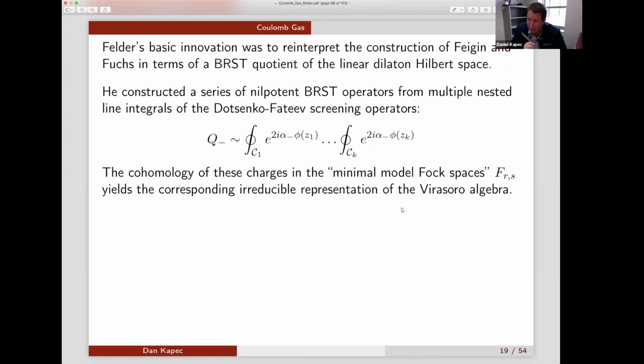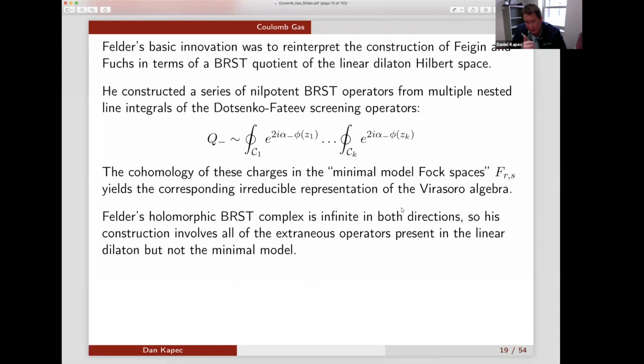You can show that the image is always in the kernel of the next map, so it's okay to pass to the cohomology. And what he found is that the cohomology of these charges in the minimal model Fock space actually just yields the irreducible representation of the Virasoro algebra. Something a little bit stronger than that, actually, I'll say in a moment.